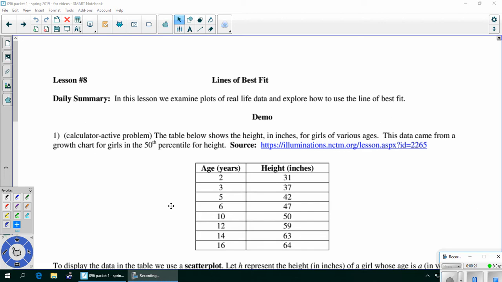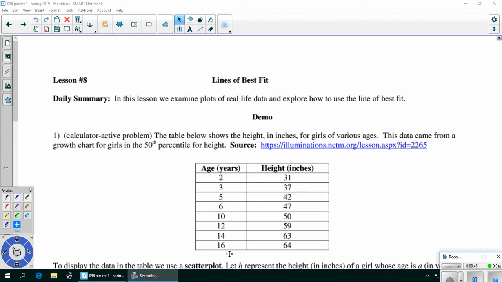So let's take a look at this table and see if we can make any conclusions. In the first column, we have age in years: 2, 3, 5, 6, 10, 12, 14, 16. So starting at 2 and going to 16, but not equally spaced numbers in between. And then we have the height of the girls of those various ages, height in inches, starting at 31, bigger, bigger, bigger, bigger, all the way to 64.